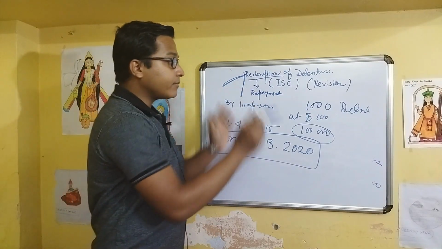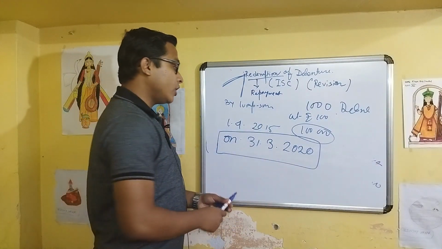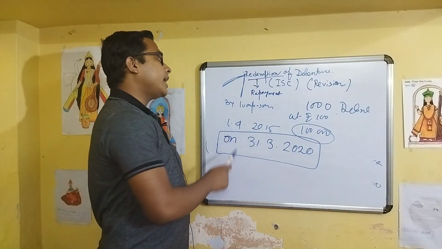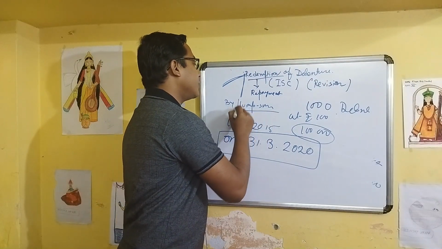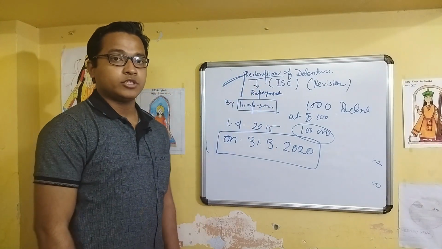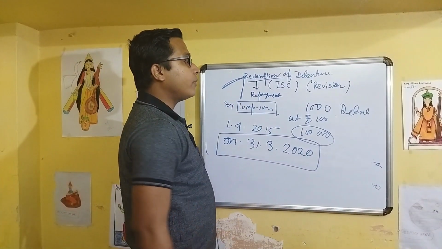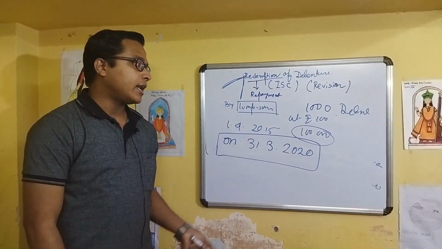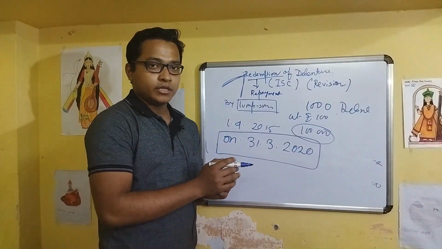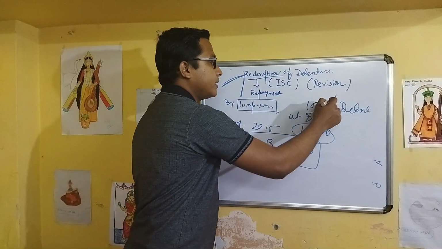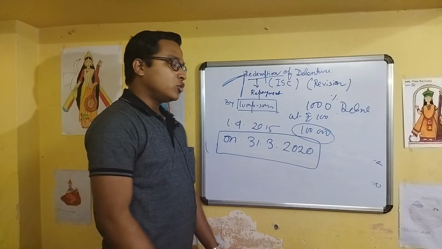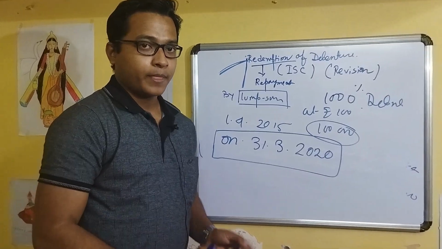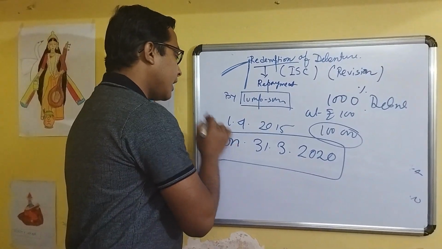Since the entire amount of debenture will be repaid on one day, that is on 31st March 2020, this type of redemption is called lump sum, that is, single amount redemption. For this type of redemption we make the journal entry stated earlier: 8% debenture account debit to debenture holders, and debenture holders account debit to bank. This is the journal entry for the lump sum.